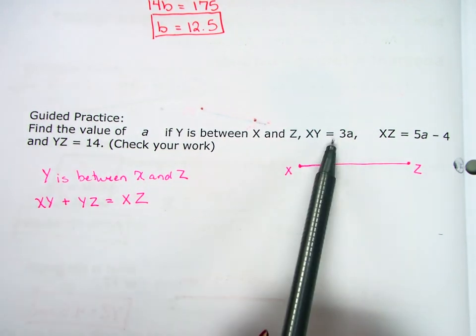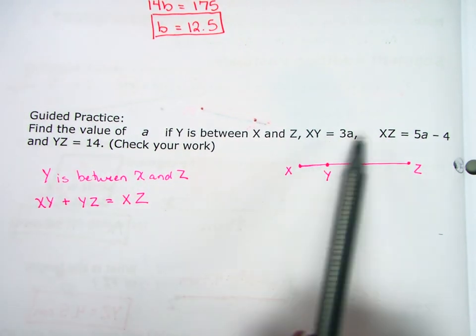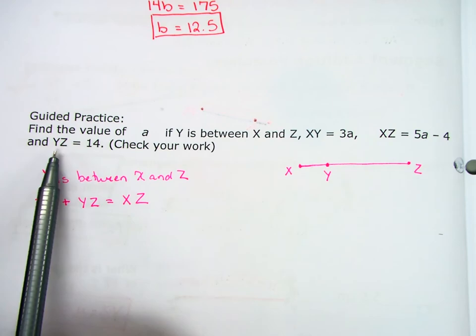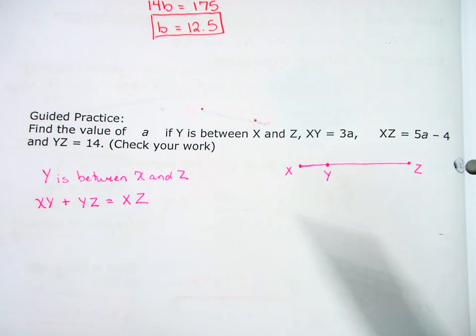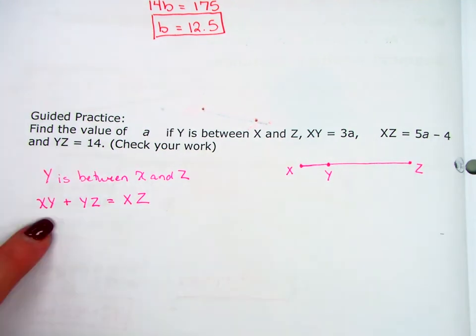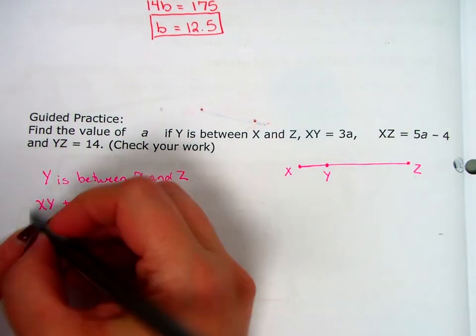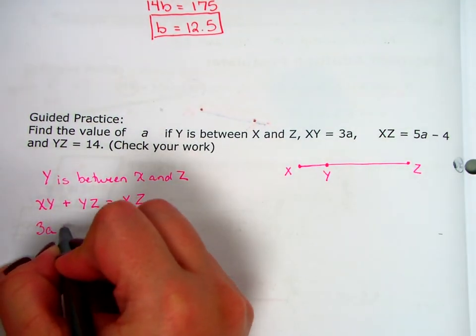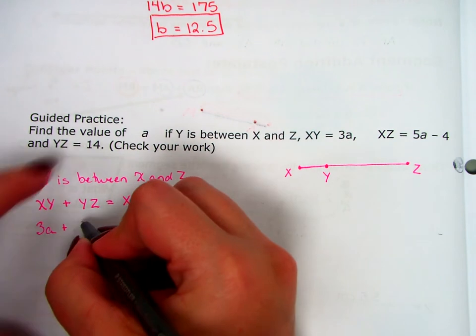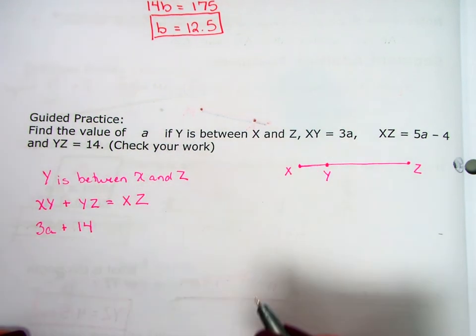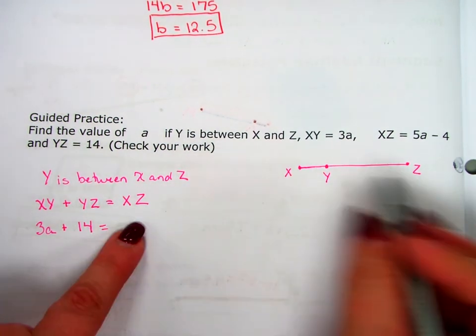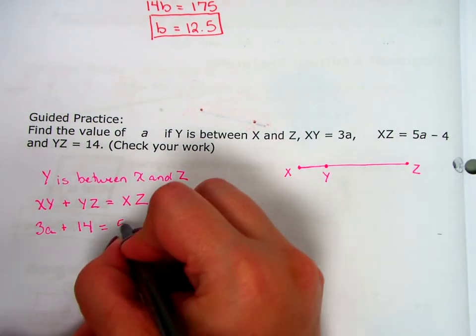Okay? Then I have these other givens, right? I know that xy is 3a, yz is 5a minus 4, and yz is 14. So now I can substitute in, right? I know xy is 3a, yz is 14, and that equals xz, which is 5a minus 4.